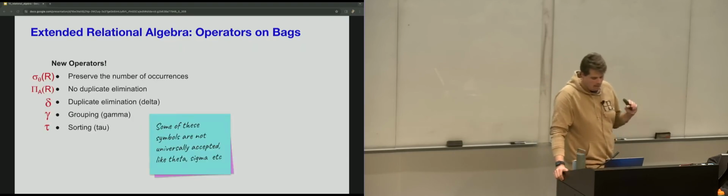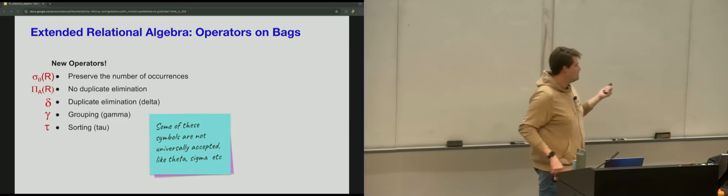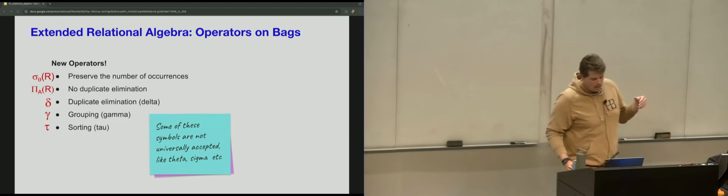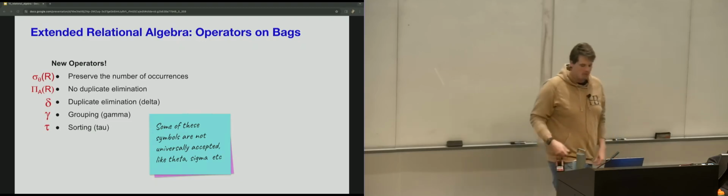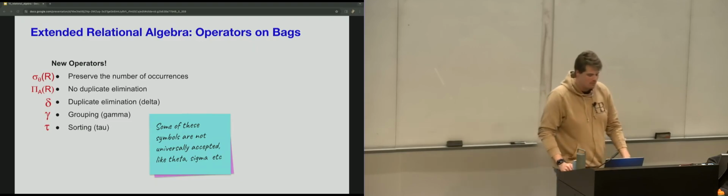Okay, so the main ones I really want to talk about are the duplicate elimination, delta, grouping, gamma, and then sorting, tau. So those are the three that we'll really go over. You've already seen the other ones. They're just kind of new versions, spun in a different story.